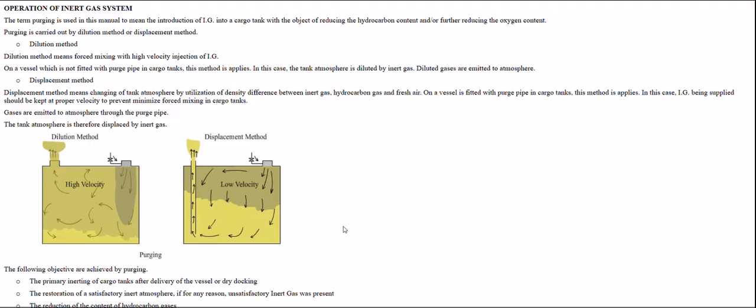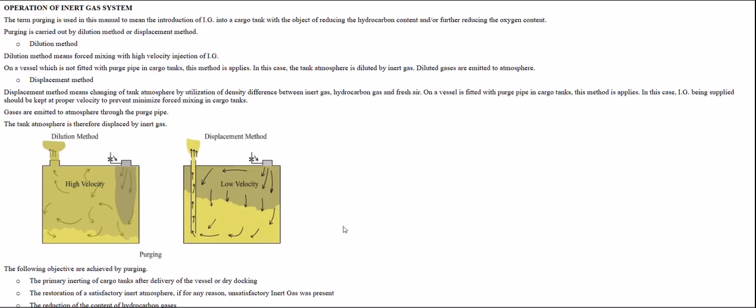Today we are going to discuss the operation of the inert gas system on board ship. The term purging is used in this manual, that is, in the IG manual. It means the introduction of inert gas into a cargo tank with the object of reducing the hydrocarbon content and/or further reducing the oxygen content. That is, both the hydrocarbon and oxygen are reduced in the tank.